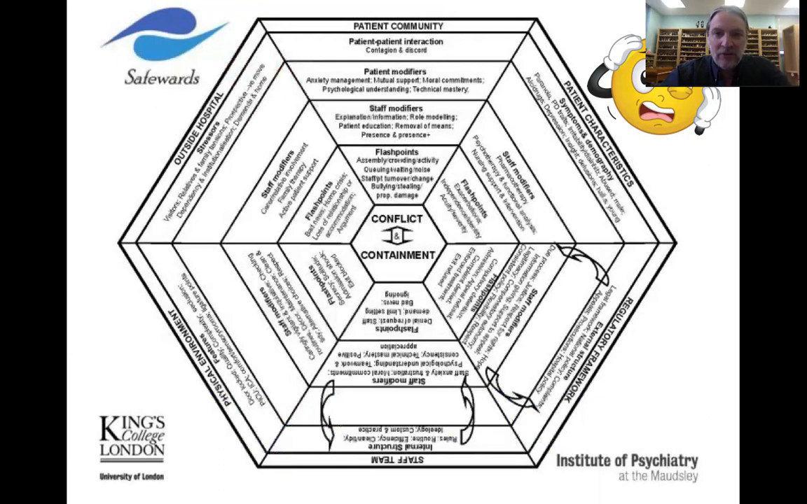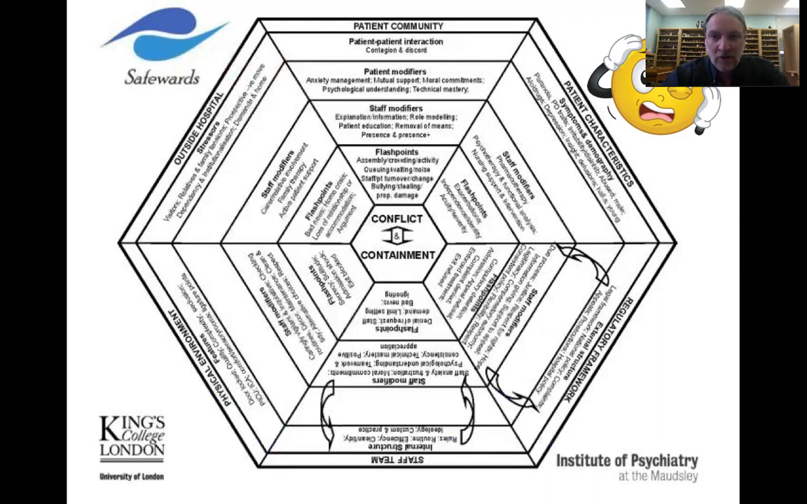Now, this graph here is a little complicated. We're going to go through it quickly, and there's a simplified version immediately following. The main point is that there are many different dimensions to violence. Starting in the 12 o'clock position, you have elements of the patient community, patient characteristics, the regulatory framework, staff, physical environment, and external influences.